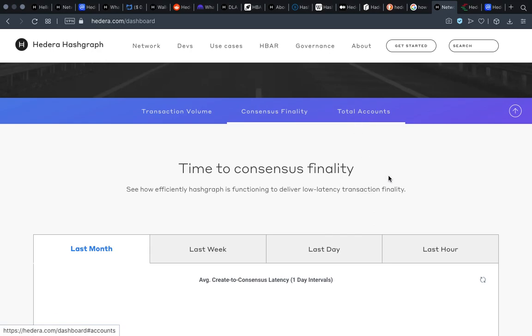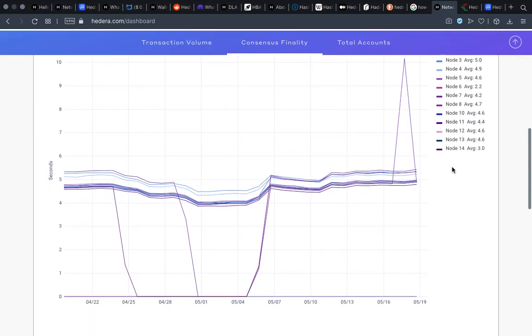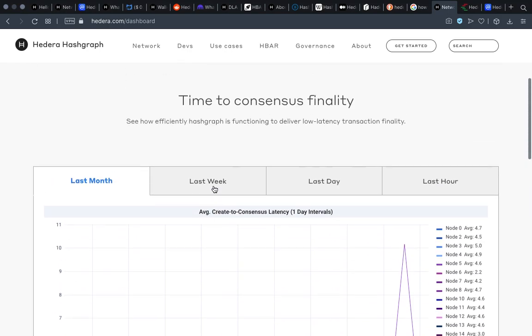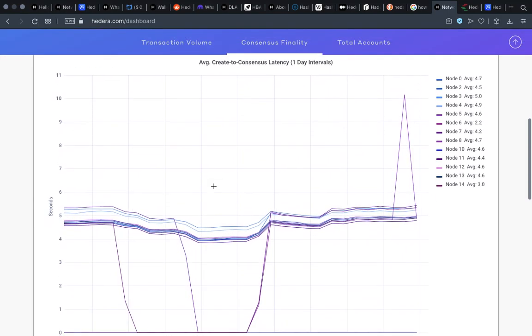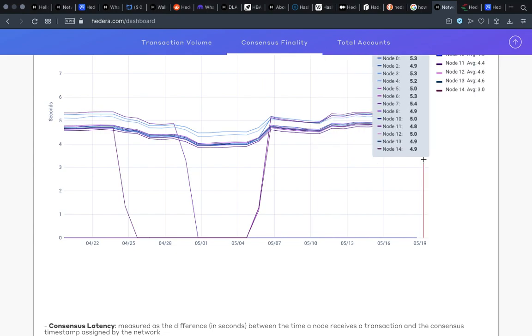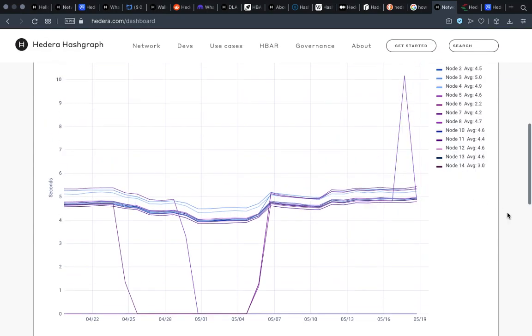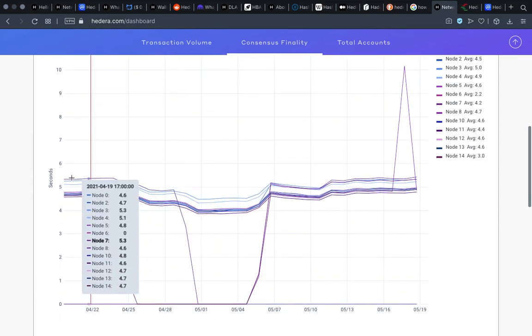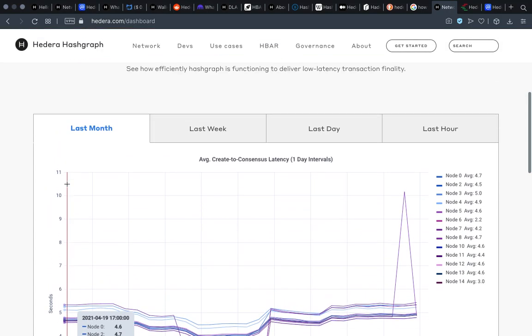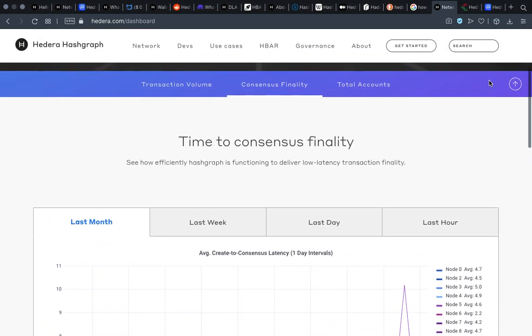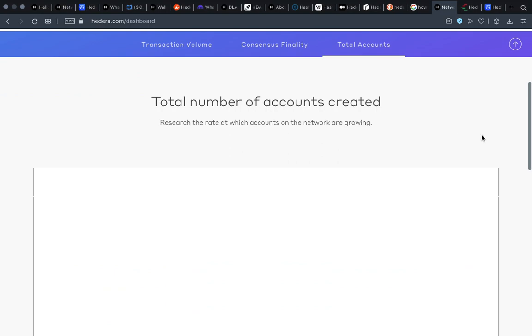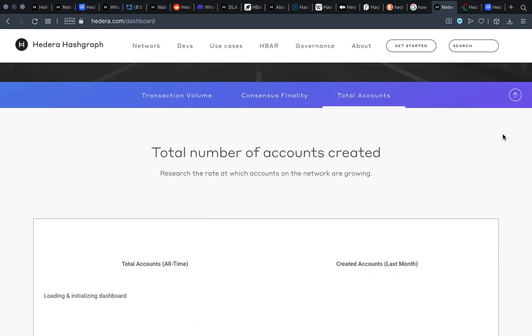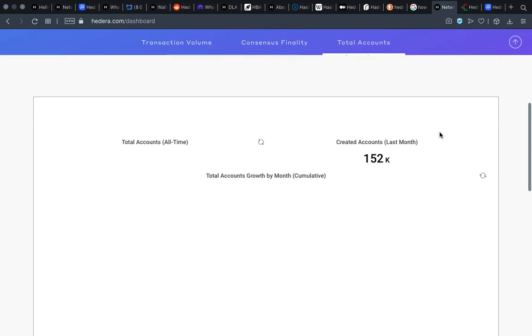and the total accounts. So you're going to get a good metric of the average seconds of consensus it takes to process a transaction through the Hedera Hashgraph network, and the average time right now is about 5 seconds for an average transaction to be finalized on the network, which is pretty quick compared to Ethereum or Bitcoin.